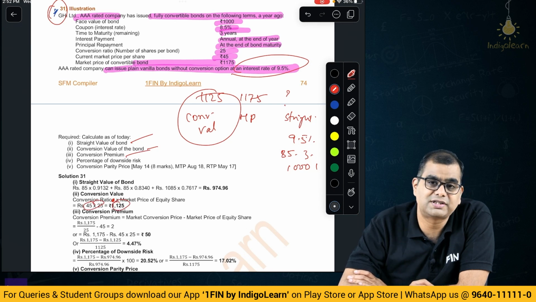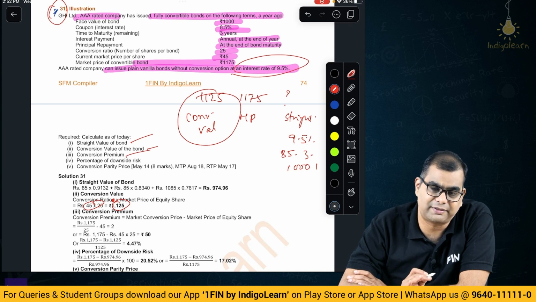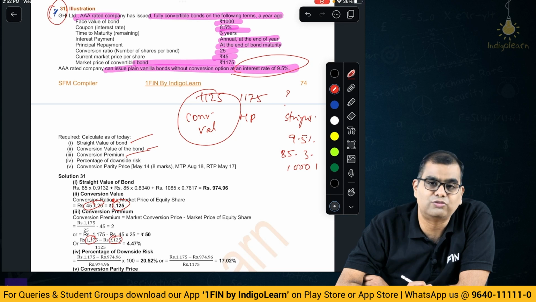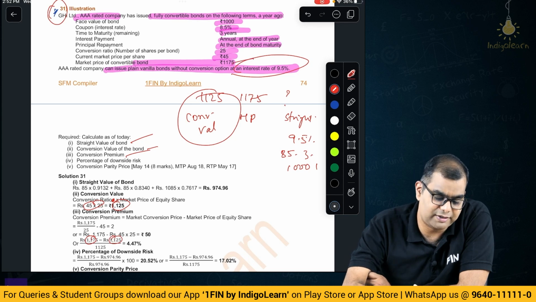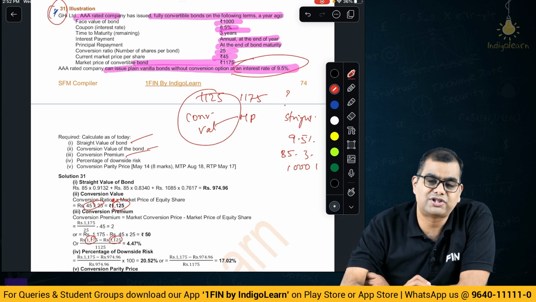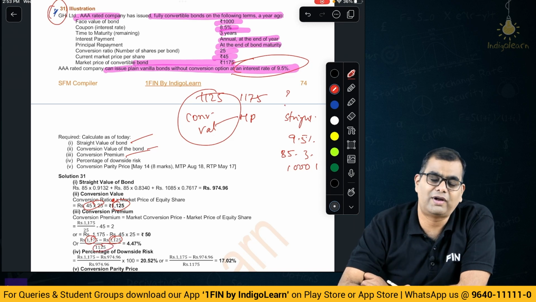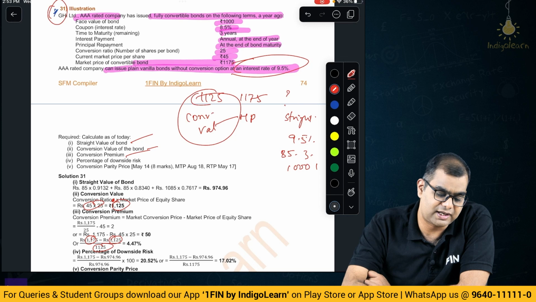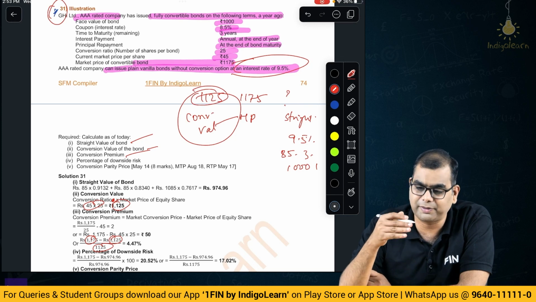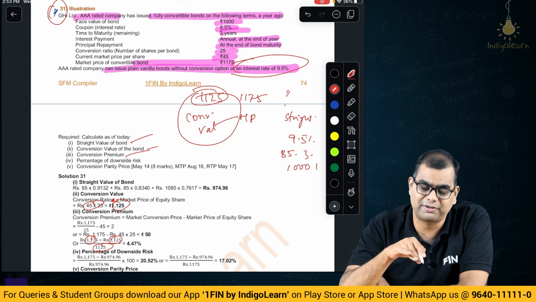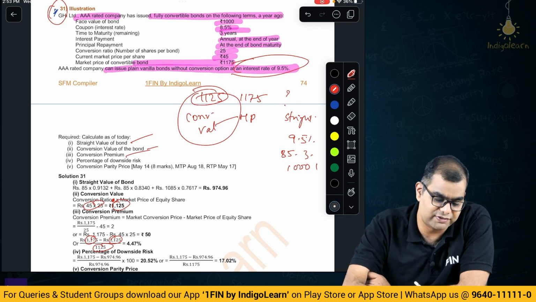Then conversion premium. What is conversion premium? The price at which it is currently trading versus the value of equity shares that it represents as of today. So 1175 minus 1125. It is very simple. 1175 is the current market price of the bond. 1125 is the conversion value. So 1175 minus 1125 is 50, divided by 1125. What is 1125? It is the conversion value. When you say premium over something, premium is not a subtraction. Discount is a subtraction. Premium is addition. So premium over 1125, the conversion value. You get it as 4.47%.